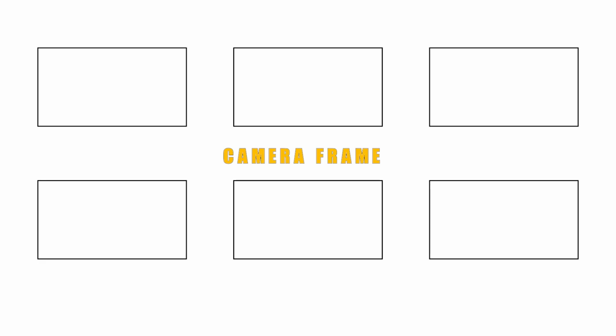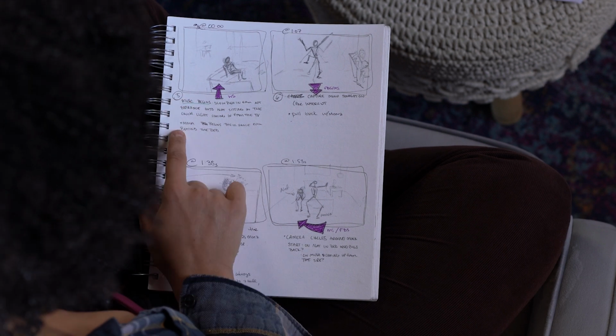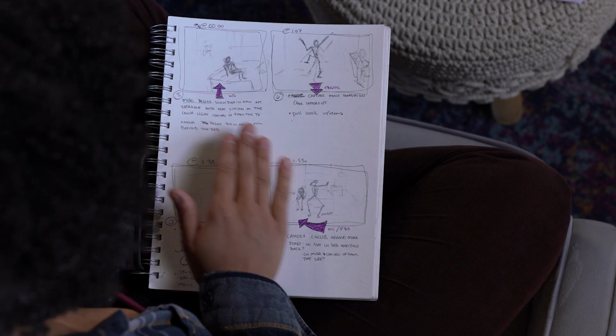You have your framing of the camera, what's happening in the frame, the movement of the characters, the movement of the camera. You have the framing of the camera, that mid shot or full body shot, that time signature if you need it. And then underneath I have any kind of information or notes that are there for me.